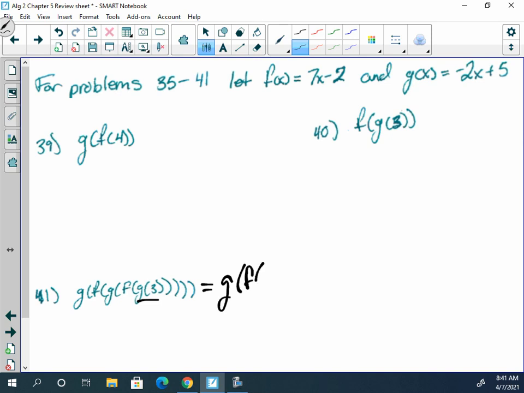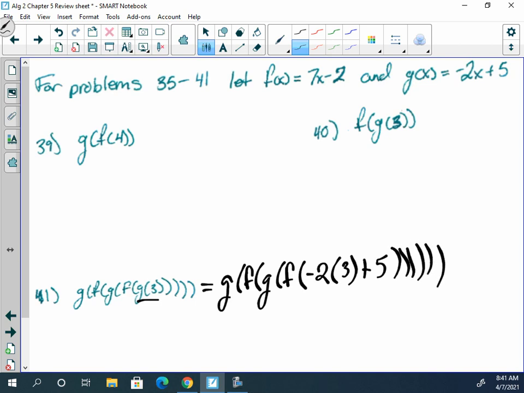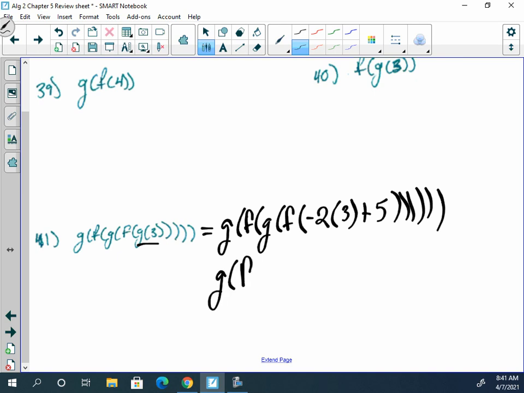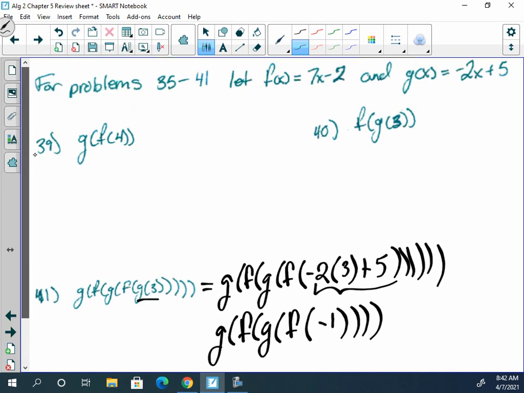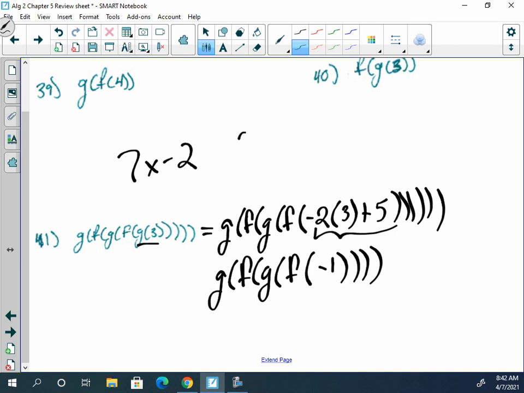So g of f of g of f of, so I'm plugging 3 into negative 2x plus 5, so it'd be negative 2 times 3 plus 5. Can I plug negative 2 times 3 plus 5 into the calculator? Well, yes. Negative 2 times 3 is negative 6. And negative 6 plus 5 is negative 1.